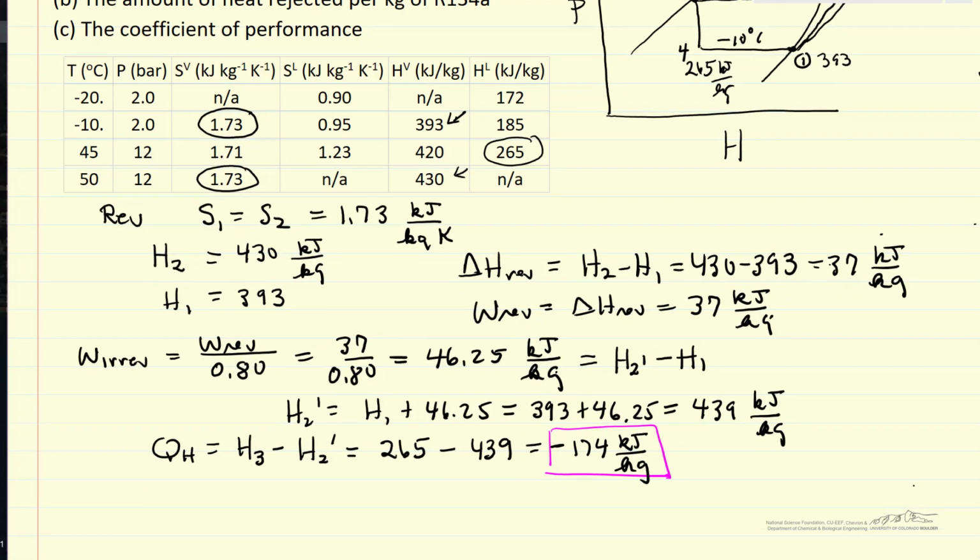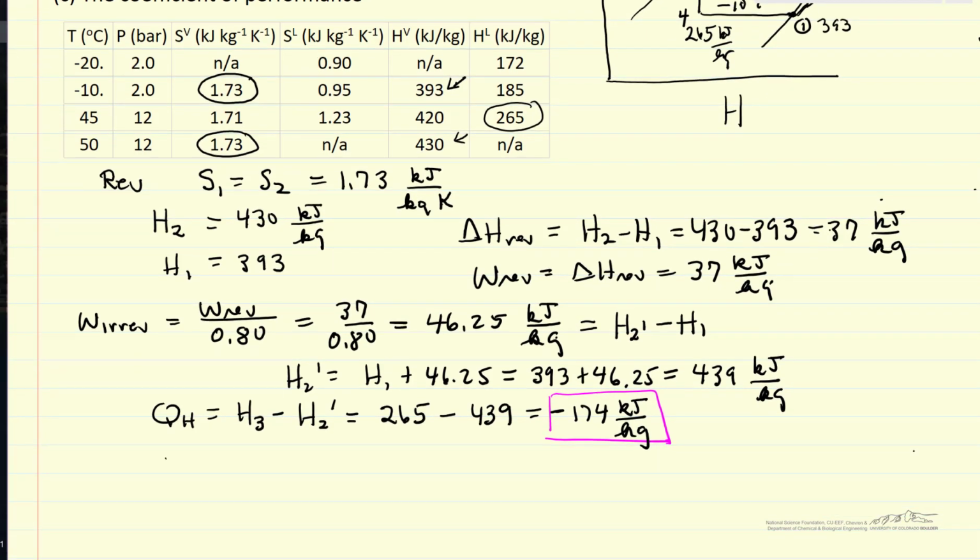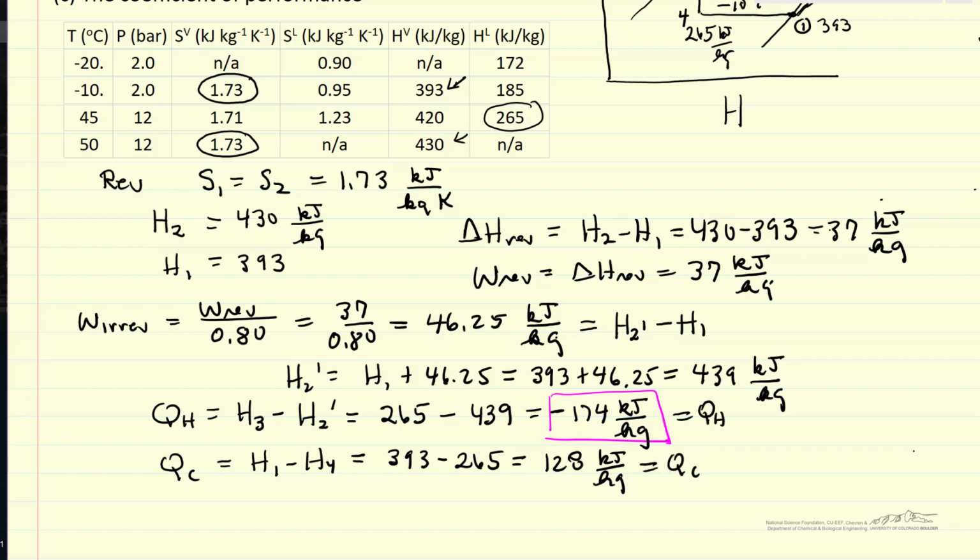So that means if we want to calculate QC, this is the cooling, how much energy we remove from our low temperature refrigeration section of a refrigerator, put in at minus 10 degrees into this cycle. That's H1 minus H4, the final minus initial, and H1 is 393, H4 265. So this is 128, and it's positive because we're adding energy into our cycle. And this is QC. Remember, this is QH.